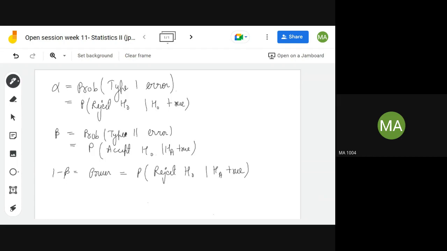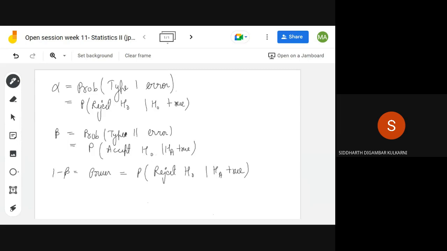Ma'am, in 1 minus beta, why don't we write when HA is true, accepting HA? Rejecting H0 means accepting HA. It's just a way of saying things. Even with all the definitions, there can be different ways to say it. Instead of saying I'm accepting HA, we say I'm rejecting my H0. You will see it everywhere like that in hypothesis testing. It's the same thing.